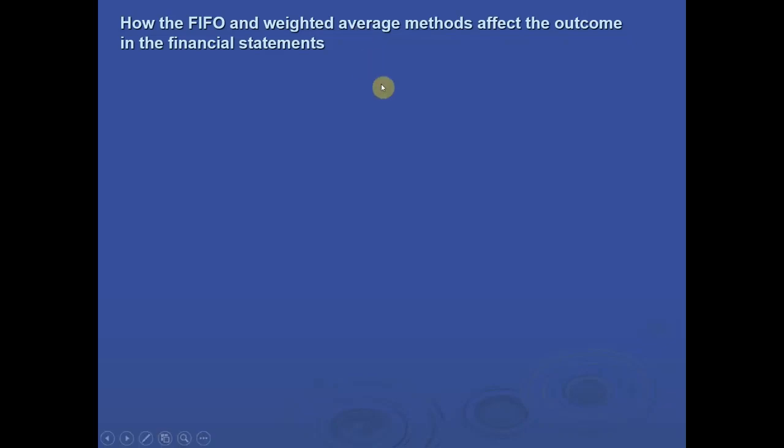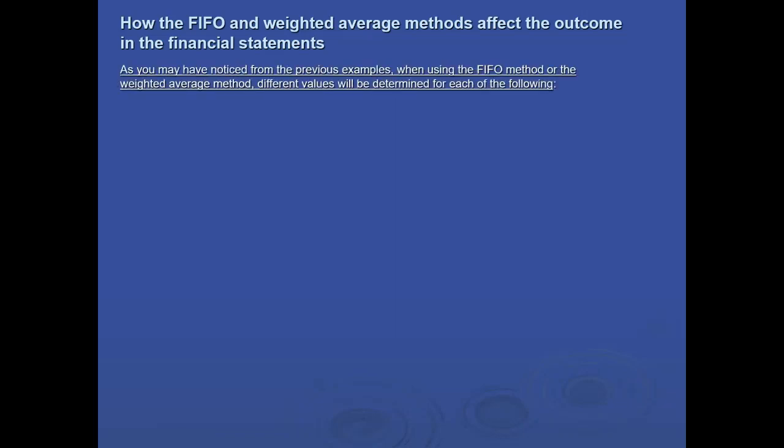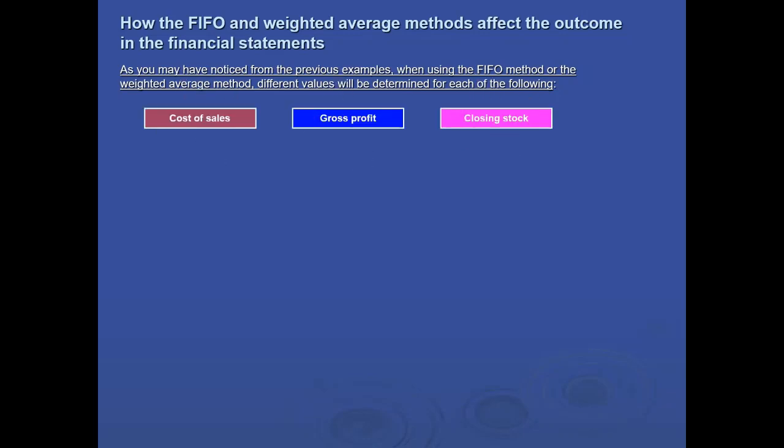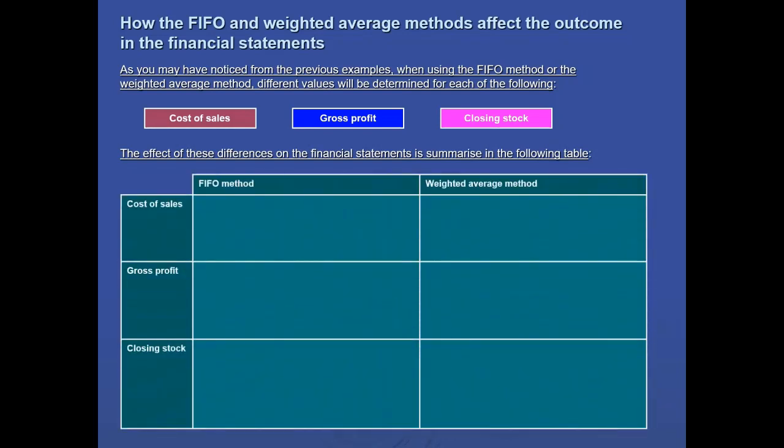In this video we are going to focus on how the first in first out and weighted average methods affect the outcome in the financial statement. As you may have noticed from the previous examples, when using the first in first out method or the weighted average method, different values will be determined for each of the following. The cost of sales will differ between the two methods. The gross profit will differ, as well as the closing stock. The effect of these differences on the financial statements is summarized in the following table.